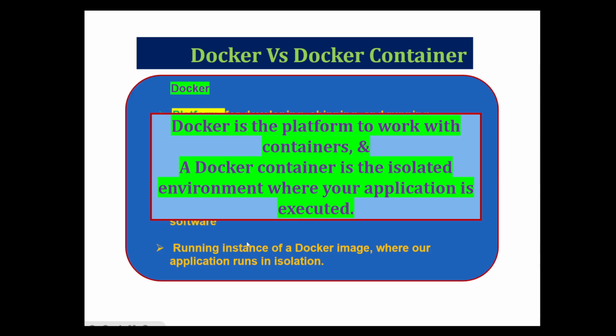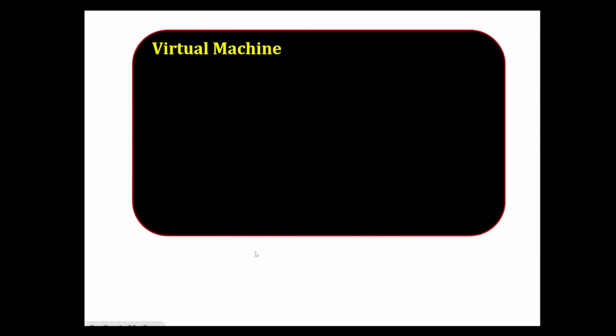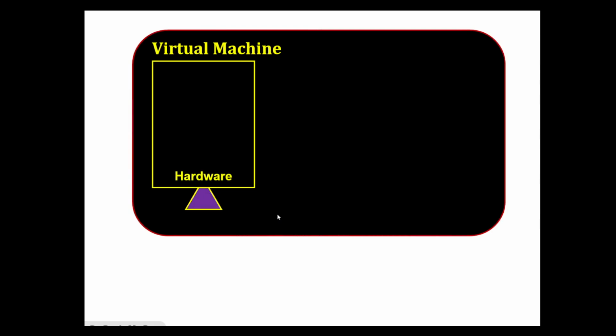Similarly, we need to understand the difference between Docker and virtual machines in order to understand Docker thoroughly. In the case of a virtual machine, we have a physical computer with some hardware resources. On top of that, we have a host operating system. It can be Windows, Linux or Mac OS.